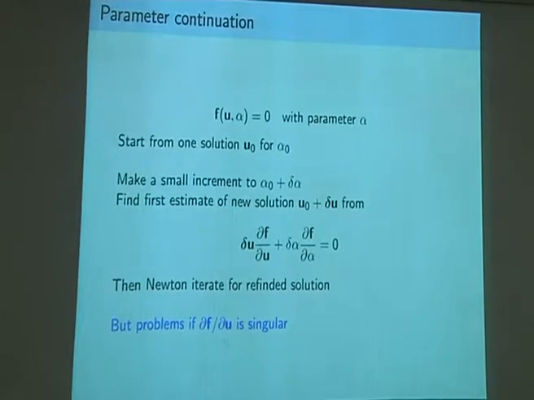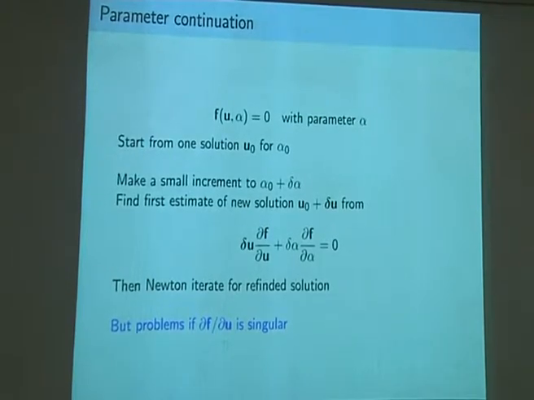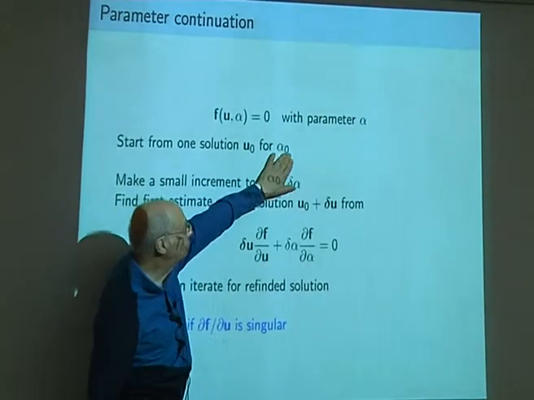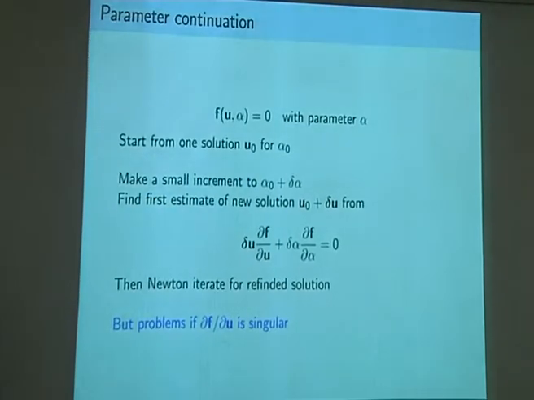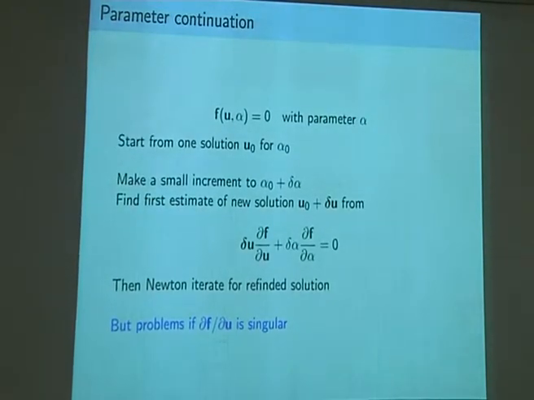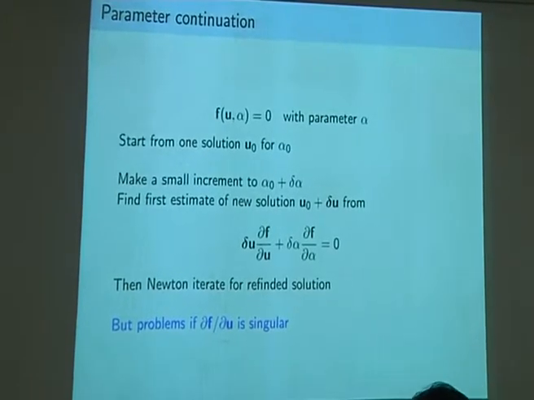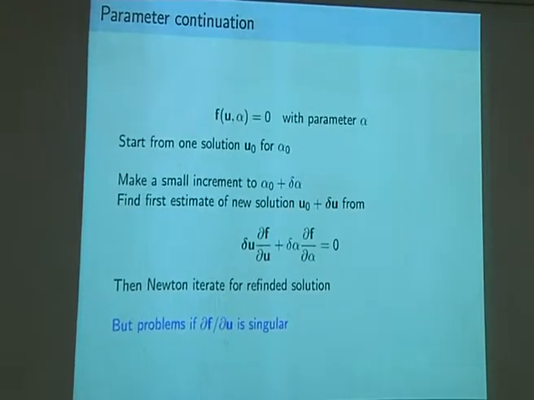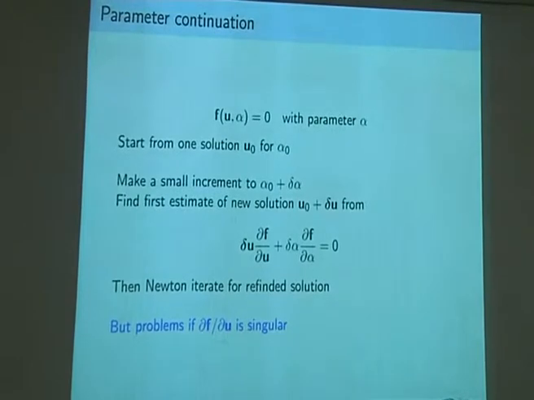Okay, so as I said, you may be looking for the steady state for a whole sequence of different Reynolds numbers. So there's some parameter, alpha, the Reynolds number, and I've got one solution. How do I find quickly the steady state for the next Reynolds number? And you do it by saying I have a solution for the value of the parameter alpha naught. The solution is u naught. And I'll make a small increment to a new value of the parameter, alpha naught plus delta alpha. And there is an unknown or new solution, u naught plus delta u.